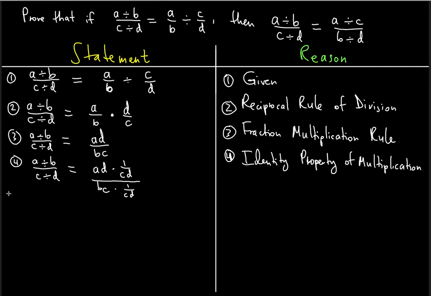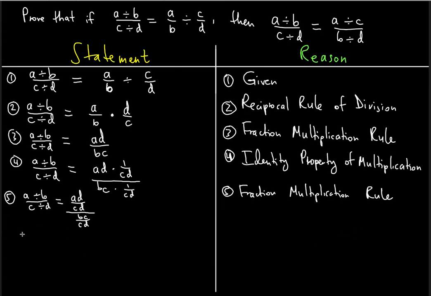Okay, so once we have that, the next step is to, of course, copy down what we have. And what we're going to have here is that, again, using the fraction multiplication rule, you know that you're going to have AD over CD, AD over CD being divided by BC over CD. Okay, so once again, this is going to be the fraction multiplication rule.